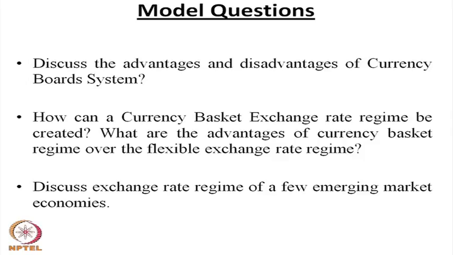How can a currency basket exchange rate regime be created? How can you create a currency basket regime? Here you have to mention that a currency basket regime contains more than 2 to 3 currencies, 4 currencies, and how to decide the currencies? The currencies are decided on the basis of trade links, and how to decide the weight of each currency? The currency weight is decided on the basis of trade percentage, because the country has significant trade with, say, 5 countries. The currencies of those 5 countries will be part of the basket. The weight of each individual currency is decided by the amount of trade they have with the respective currency.